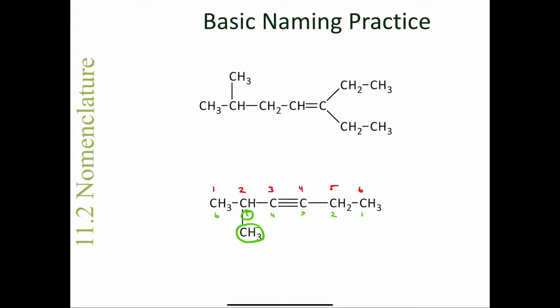And so if I use the numbering in red, I'm going to end up with a 2-methyl group, which is preferred over a 5-methyl group. And so the numbering in red is the correct way to number this alkyne. And so this molecule has a methyl group at carbon 2, so this must be 2-methyl-3-hexyne.